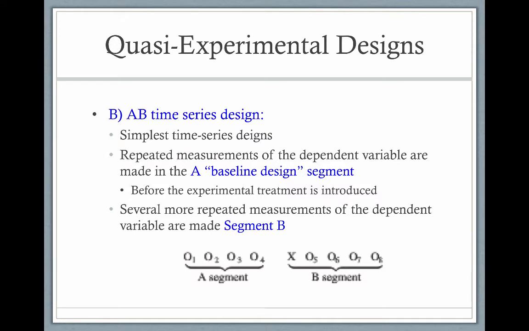We're going to say this is an AB time series design, the simplest time series design. Repeated measurements of the dependent variable are made in the baseline segment before the treatment is introduced, and then several more repeated measurements of the dependent variable are made in segment B. If you look at the bottom, it's 4 observations, and then a treatment, and then 4 more observations. So repeated measurements, or repeated observations.